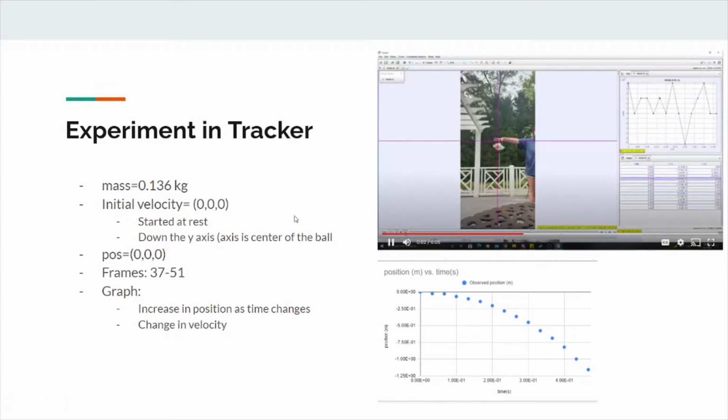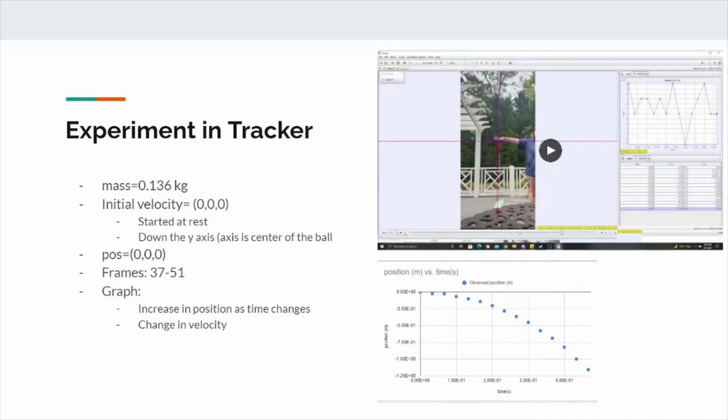I edited the frames to start at 37 so the ball would start with an initial velocity of 0 and ended at 51 when the ball went out of view. The initial velocity is 0 since the ball begins at rest, and the initial position was measured in Tracker, which was at the origin. You can see the graph of position versus time is a lovely curve, demonstrating the change in velocity as time continues.